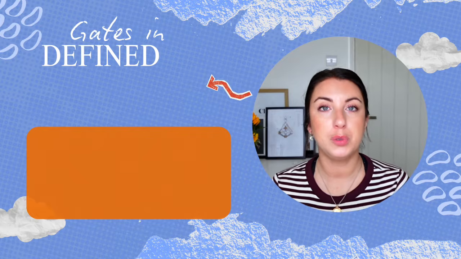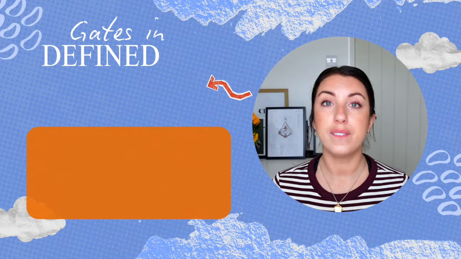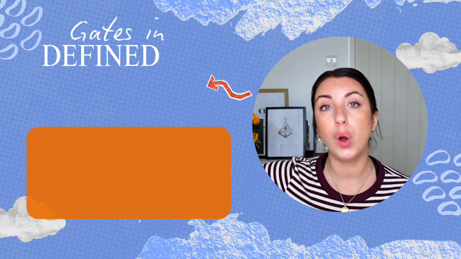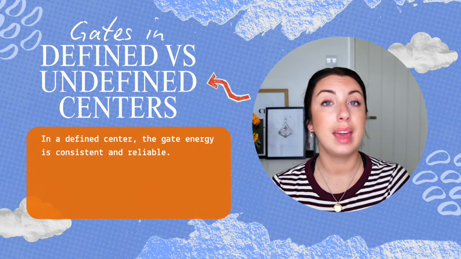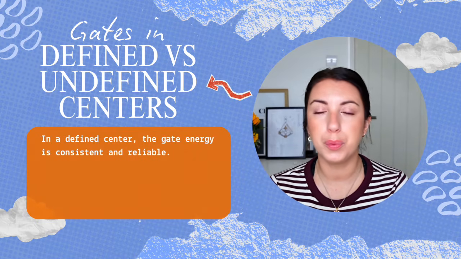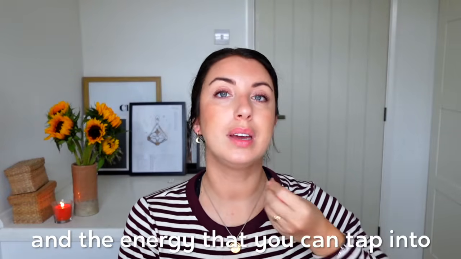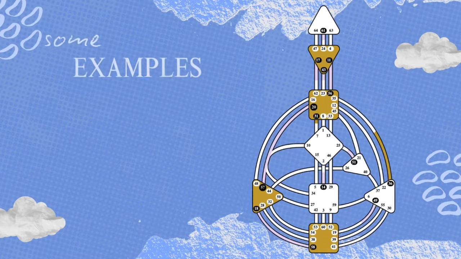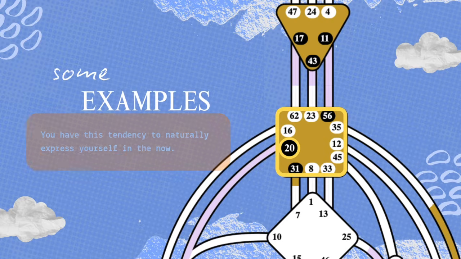Let's talk about the difference between how you experience the gates that sit inside one of your defined energy centers versus the gates that sit inside one of your open or undefined energy centers. In a defined energy center, the gate energy is consistent and reliable. It's a steady part of how you show up in the world and the energy that you can tap into and share with others. To give an example, if you have gate 20 active in your chart, and this is within a defined throat center, you'll have this tendency to naturally express yourself in the now with presence, day in, day out.